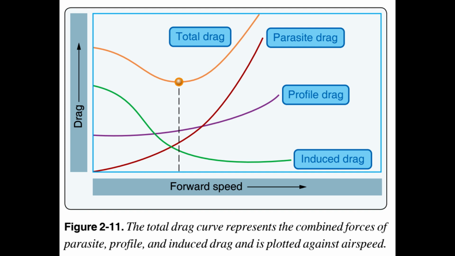Combining all drag forces results in a total drag curve. The low point on the total drag curve shows the airspeed at which drag is minimized. This is the point where the lift-to-drag ratio is greatest and is referred to as L/D max. At this speed, the total lift capacity of the helicopter, when compared to the total drag of the helicopter, is most favorable. This is an important factor in helicopter performance.